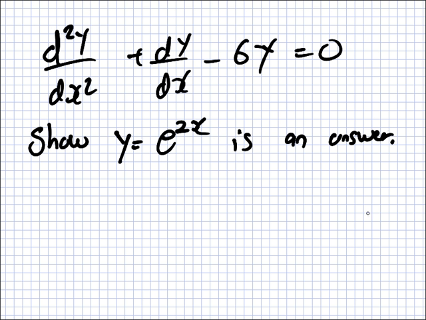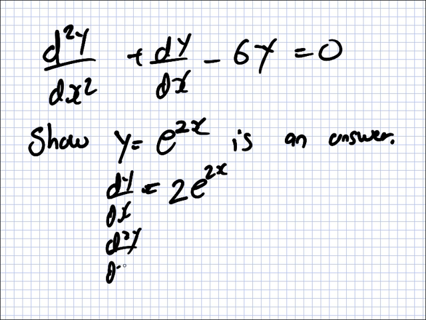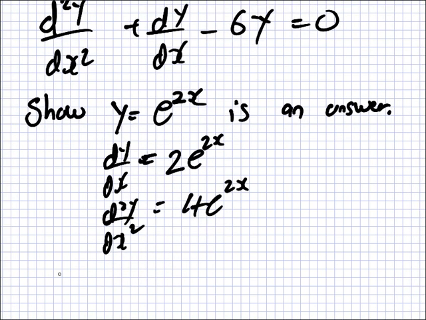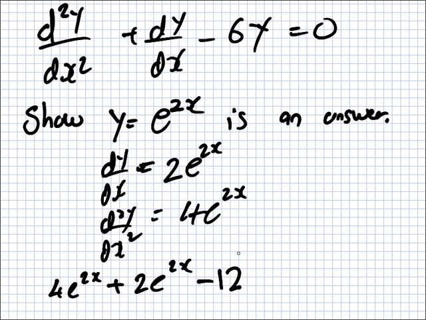Good question, yes. You sub it in. So if y is equal to e to the 2x, then what is dy dx equal to? 2e2x. And then the second derivative? 4e2x. Now if you sub that in, you get 4e2x plus 2e2x minus 12. It's going to be 6 times 2. Wait, that's not right.